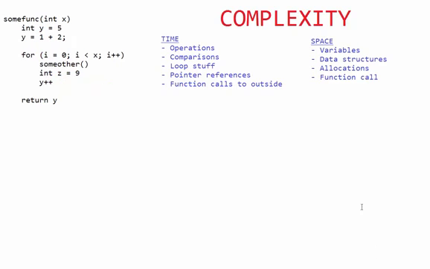complexity. Okay, space complexity. So we're going to look at variables, data structures, allocations, and the function call. Notice it's not function calls to the outside, it's just the function call. So we're going to take a little brush and we're going to circle this because that's our function call. It's the function call. So we have to circle that. We have to circle our argument.